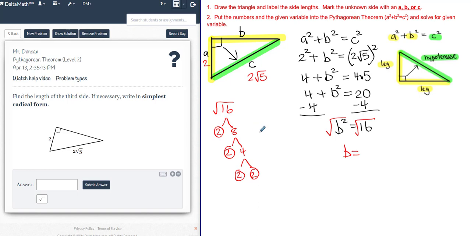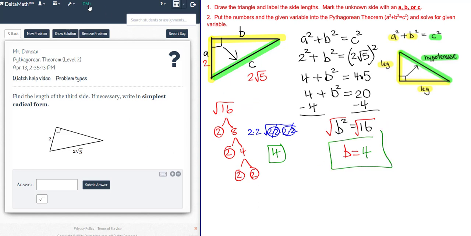So if I switch over to blue, I would write 1, 2, 3, 4. That gets pulled out. Those get pulled out. So there's nothing left underneath. And on the outside, we have 2 times 2, which is equal to 4, which you should know, because 16 is a perfect square, so the square root of 16 is, in fact, 4. So that's our answer.